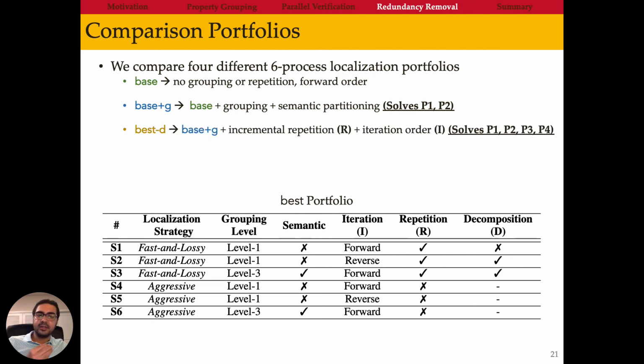Then there is the best minus D portfolio that extends the base plus G portfolio with incremental repetition and iteration order heuristics, and additionally solves the parallel verification problems of redundant computation and progress inhibition. And lastly, there is our best portfolio that adds the decomposition heuristic to the best minus D portfolio, and it additionally solves the parallel verification problem of time degradation.